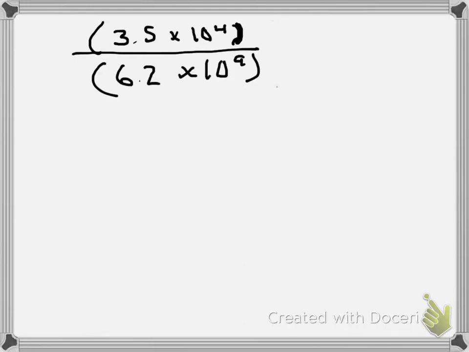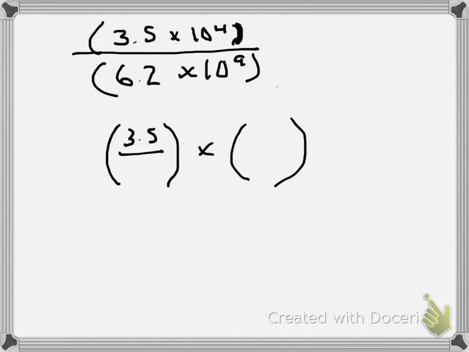Okay, now we're going to divide scientific notation numbers. So, we're going to do the same thing like we did when we multiply scientific notation numbers. We're first going to do decimals with decimals, powers with powers. So 3.5 divided by 6.2.